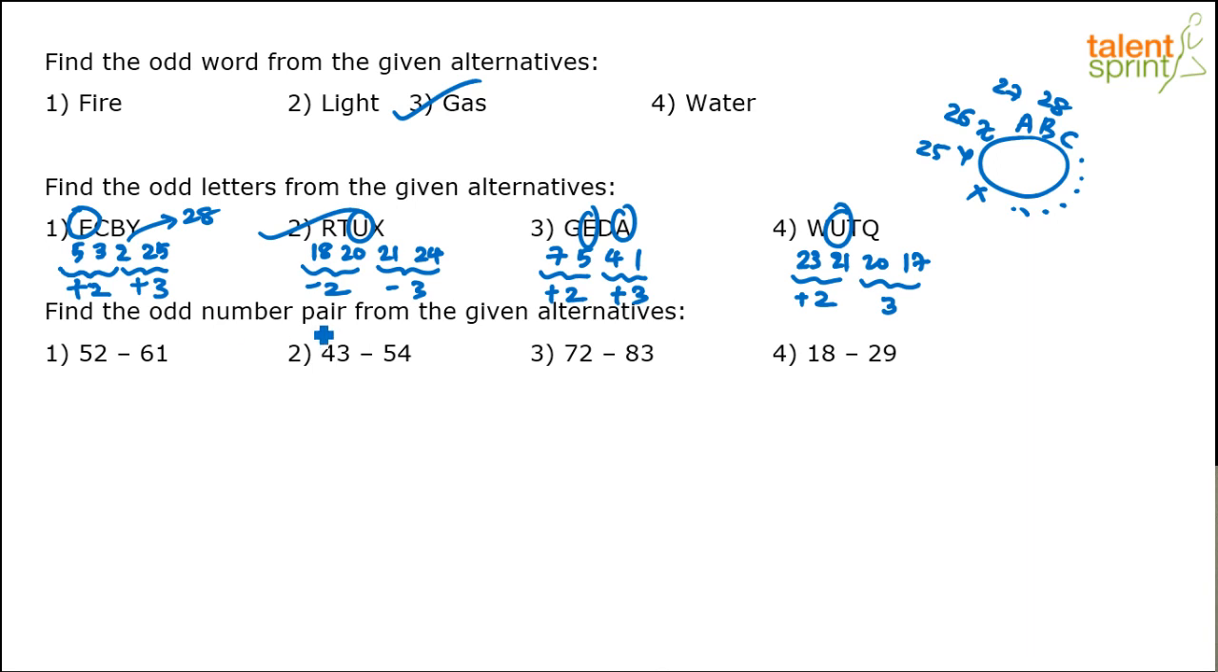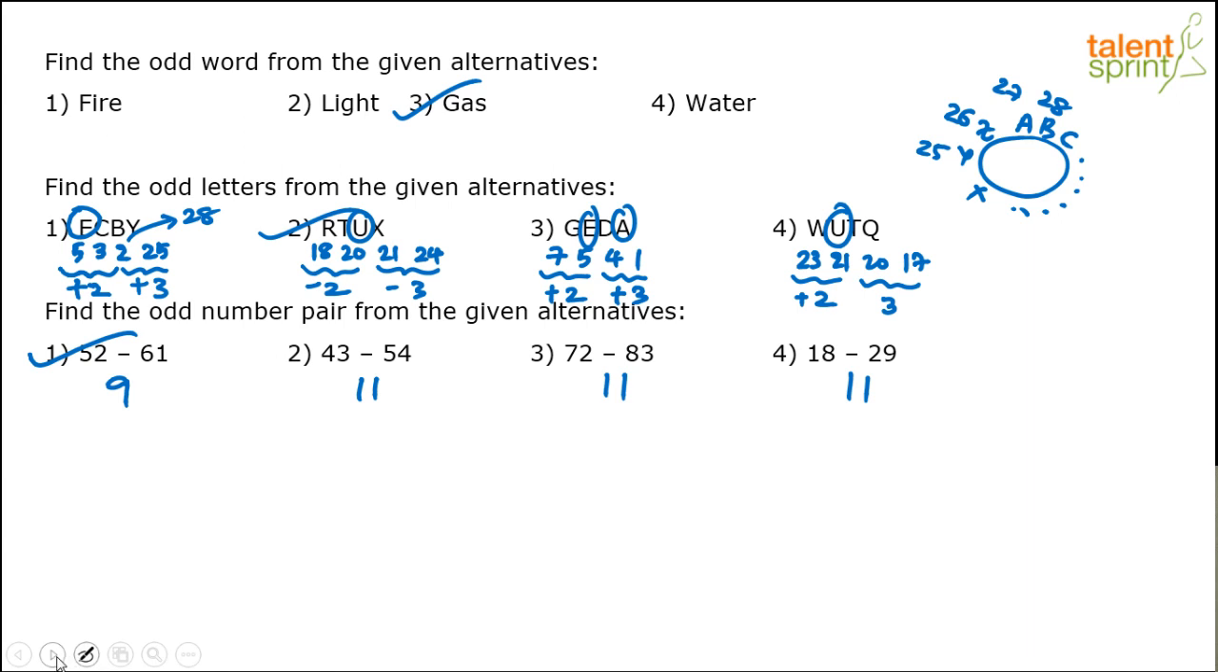Next, find the odd number pair from the given alternative. So here we have to find out the odd number pair. And this looks to be very simple. I think just look at the differences. 52 difference 61, 9. 43 difference 54 is 11. 72 difference 83 is 11. 18 difference 29 is 11. So I think the odd one is option 1, just based on the differences. It can be based on differences, multiples, prime numbers, composite numbers, different types of logics are there. Anything can be asked. And there is no end to it. There are infinite such logics. So I think the odd one is option 1.